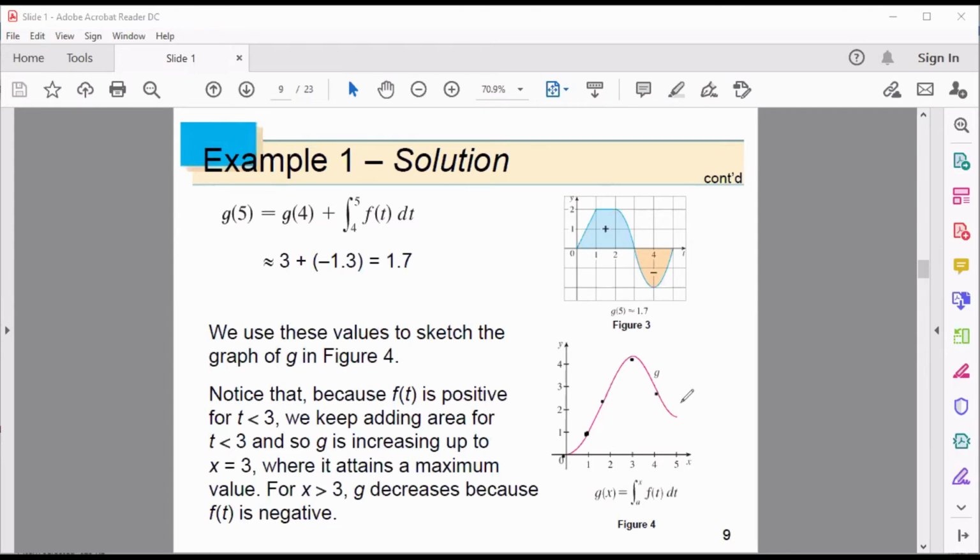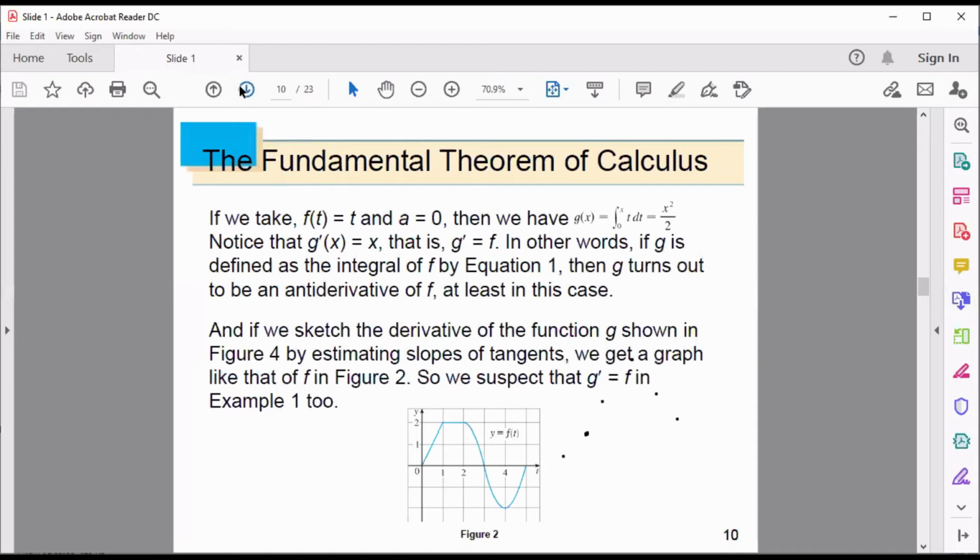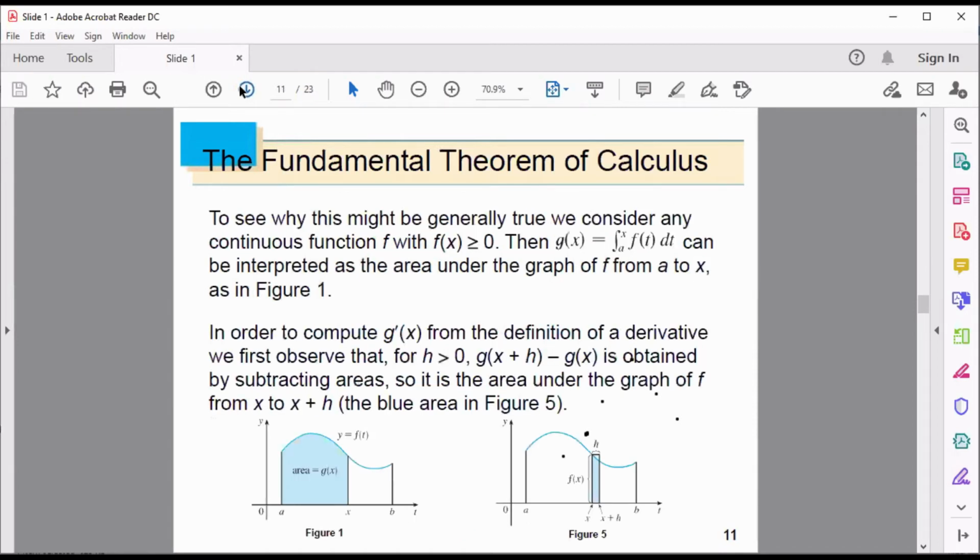Of course, we try to connect the drawing, and we know 3 is the maximum because when we are to the left of 3, the function is increasing. However, when we are to the right of 3, the function is decreasing. That's why we have something like that. This is my first observation. When we change the function, this one is not important, but the main important point is here.